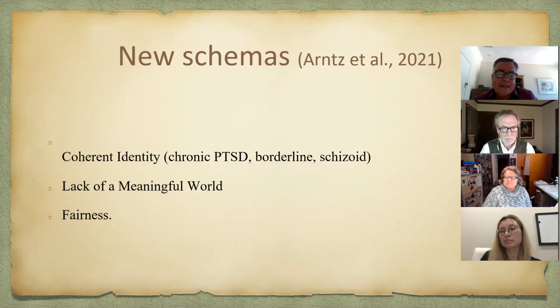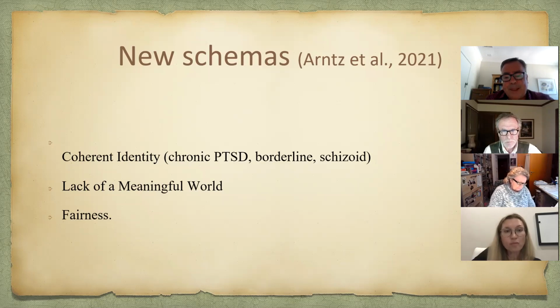So what we'll be testing out in the next year or so is to look for these schemas of coherent identity and meaningful world. And then the third research, not quite related to needs, but it's coming up again and again, is the concept of fairness. So in animal studies, it's very clear that that fairness.